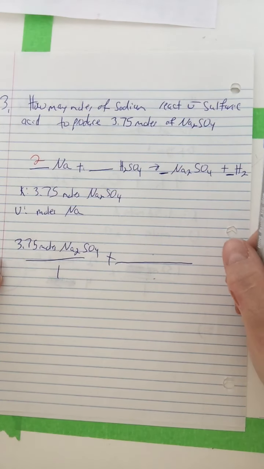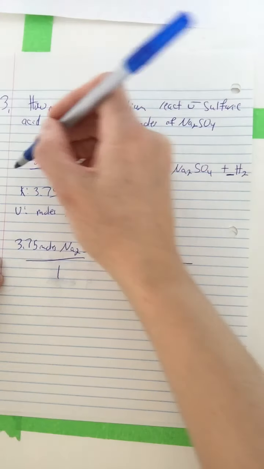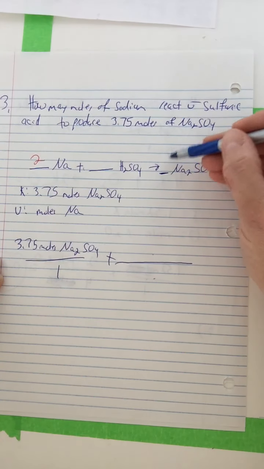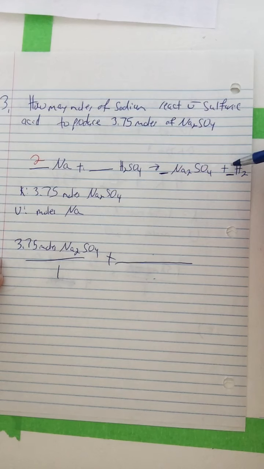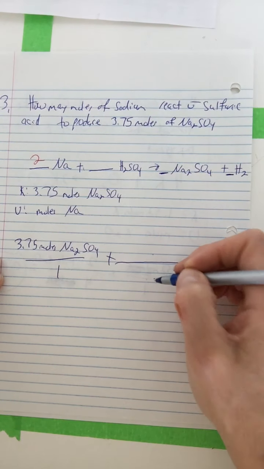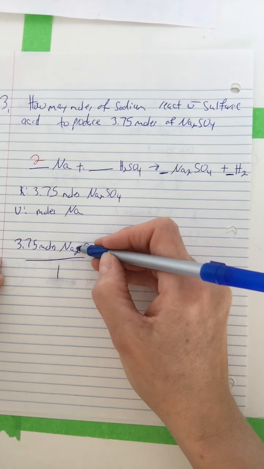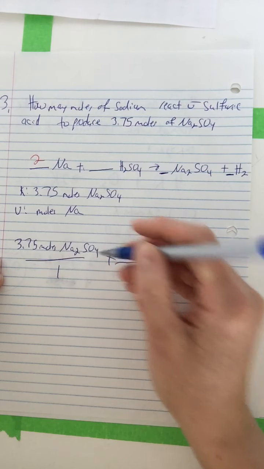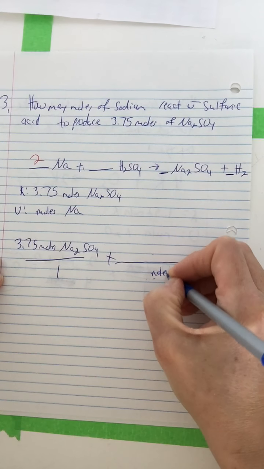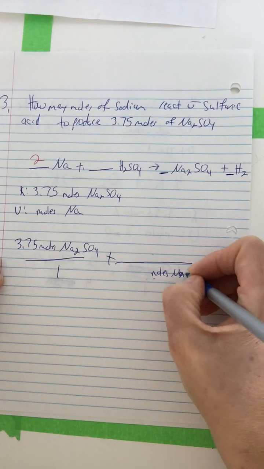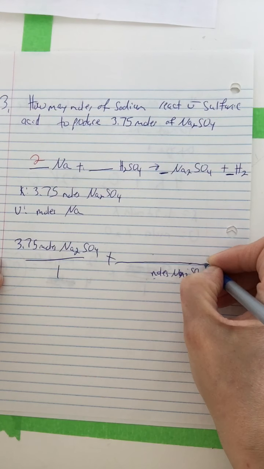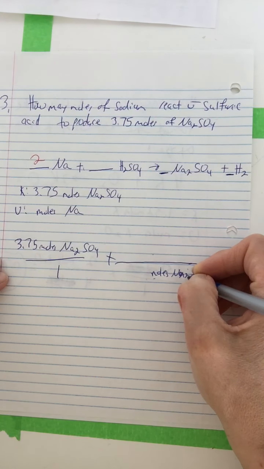What conversion factor do I use? Well, I use my balanced equation. I use the coefficients out front to give me the number of moles. Who do I want to get rid of? I put it on the bottom, right? I got to cancel out moles of Na2SO4, right? What am I trying to find?